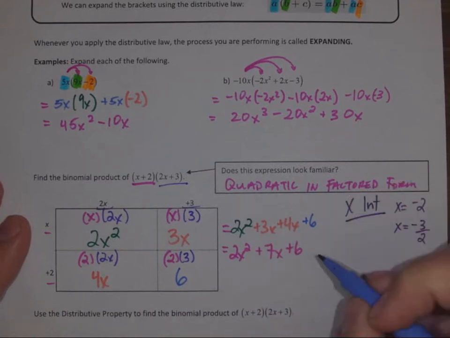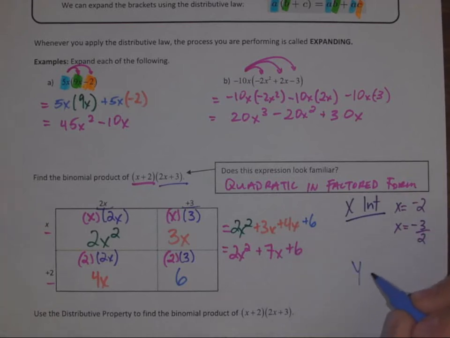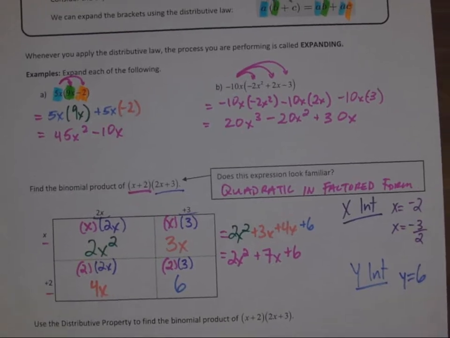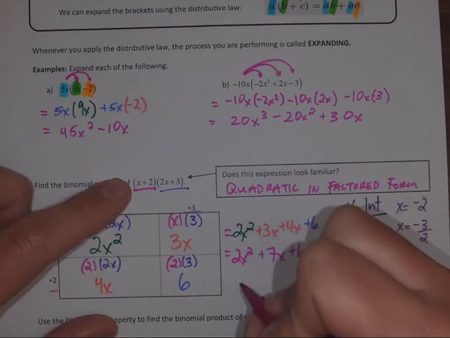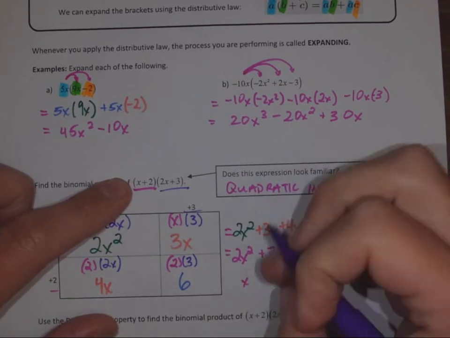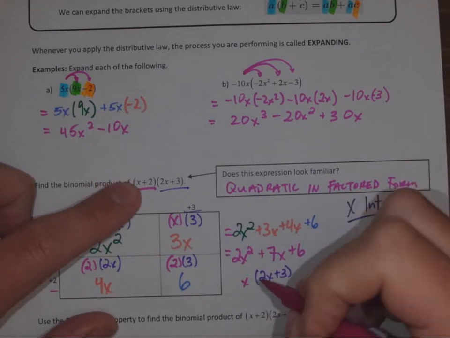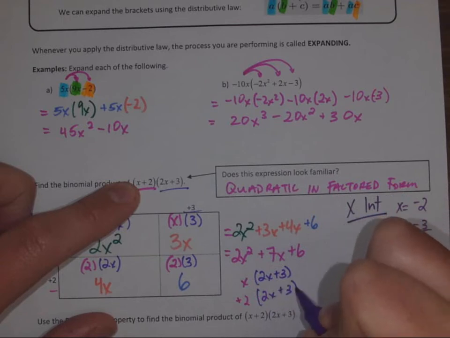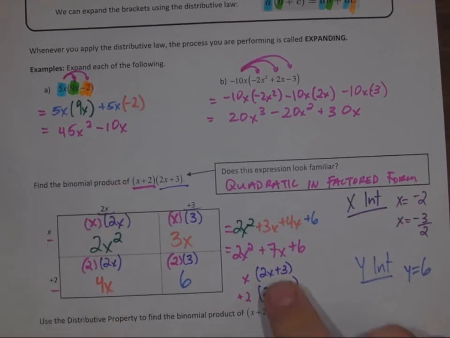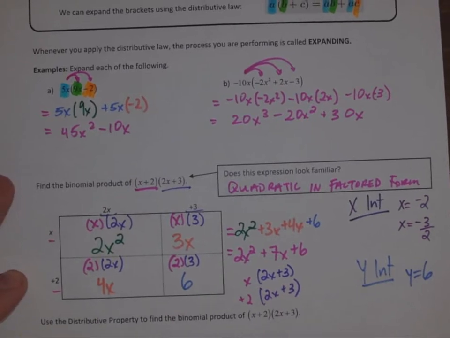And now from there I can see, ooh, it's now in standard form. I have a y-intercept. And that y-intercept is y equals 6. So what I've done is I've really said I need x multiplied by 2x plus 3 distributed in, and I need to add that positive 2 multiplied by 2x plus 3. So I've done all that. So if we use the distributive property, we can do this.